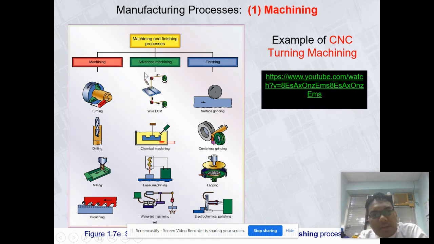And here there are some advanced machining like wire EDM, chemical machining, laser machining, and also water jet machining. This is what we call more advanced. And when we are working with metal, plastic, glass, composite or any material, basically we have to do some finishing process to get the final shape and the best components that we can. So we will involve surface grinding, centerless grinding, lapping, and also electrochemical polishing. There are a lot more, but these are some examples.